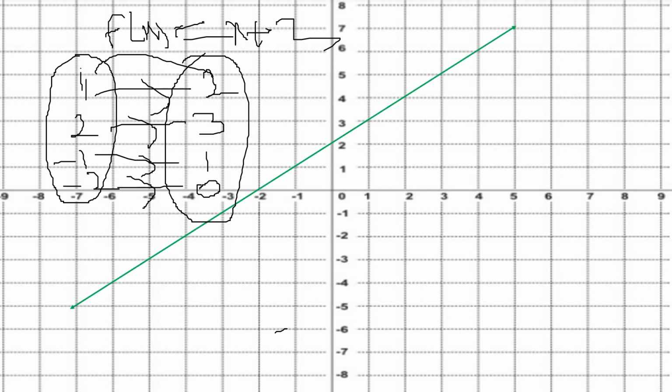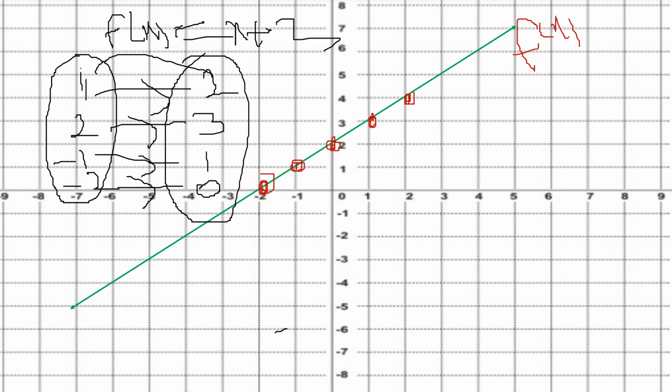Now if I draw the graph, see the graph. If I take 0, 0 plus 2, I will get 2. So 0 to 2 will be here. If I write 1, 1 plus 2 is 3, so 1 to 3 is here. If I take 2, 2 plus 2 is 4, so 2 to 4 is here. If I write minus 1, minus 1 plus 2 is 1, so it's here. If I take minus 2, minus 2 plus 2 is 0. So this represents f of x.